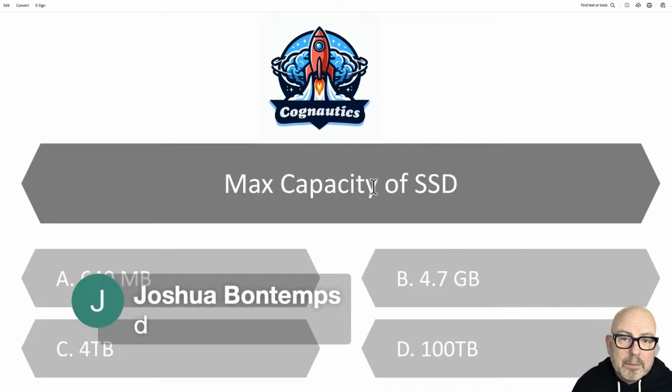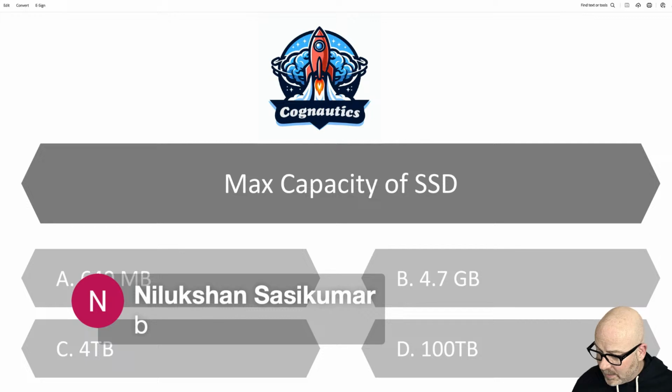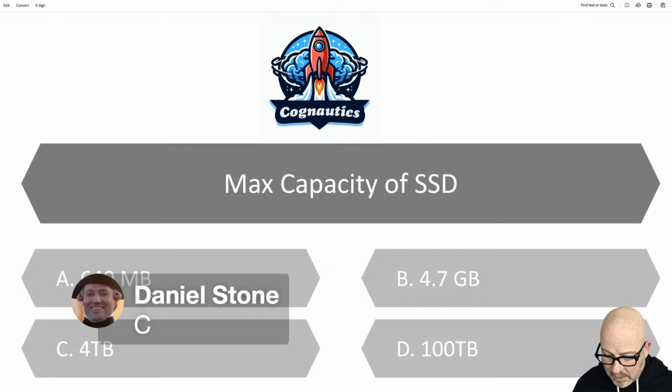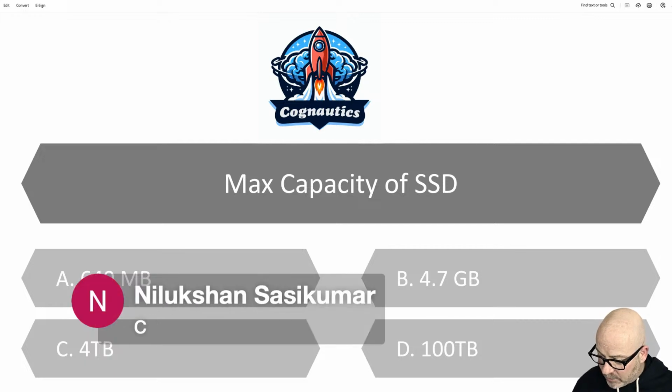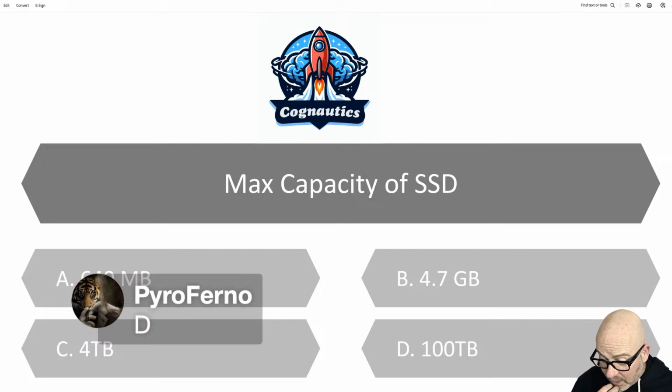What is the maximum capacity of a solid state drive? Now, this is approximate, right? Because actually the capacity increases every year. So let's go for approximately. Nilikshan said B, 4.7 gig. Dan said C, which is 4 terabytes. Josh agrees, 4 terabytes. Nilikshan, 4 terabytes. Uma, 4 terabytes. Pyroferno's going for 100 terabytes.